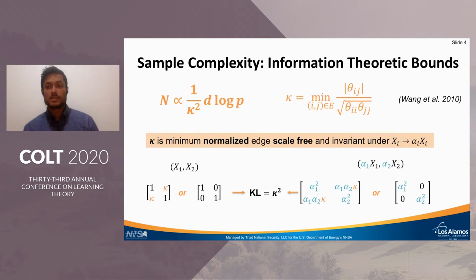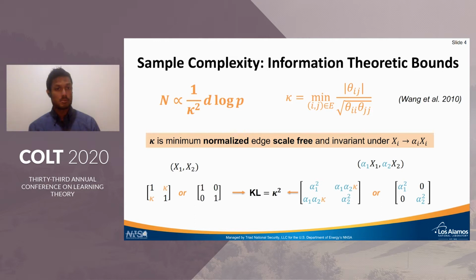Talking of sample complexity, Wang et al. in 2010 derived an information theoretic lower bound for the problem, which reads that the number of samples required should be at least d log p over kappa squared, where kappa is this quantity on the right, which can be interpreted as the minimum normalized strength of a coupling. There are two curious observations.